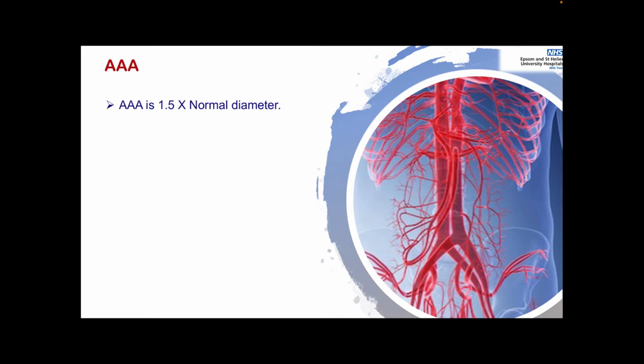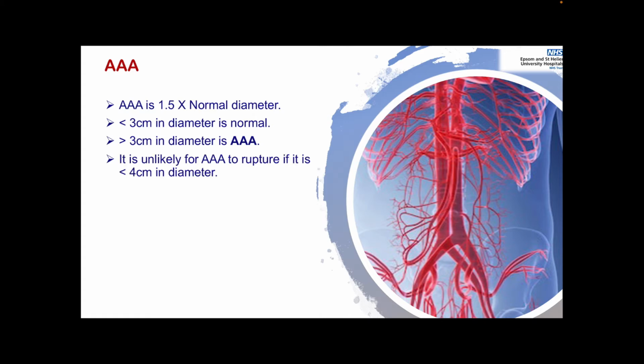AAA is 1.5 times the normal diameter of the abdominal aorta. Less than 3 centimeters in diameter is normal for the aorta, and more than 3 centimeters in diameter is AAA. So we keep in mind the AAA means 3A's: more than 3 is the diameter suggestive of an AAA for a certain patient. It's unlikely for the AAA to rupture if it is less than 4 centimeters.